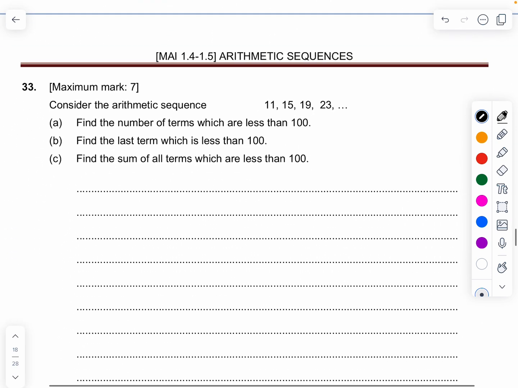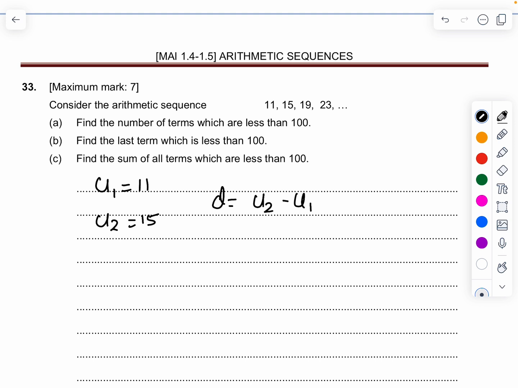question number 33. Consider the arithmetic sequence 11, 15, 19, 23. Find the number of terms which are less than 100. So U1 equals 11, U2 equals 15. So what is the common difference? U2 minus U1, which is 15 minus 11, which equals 4.